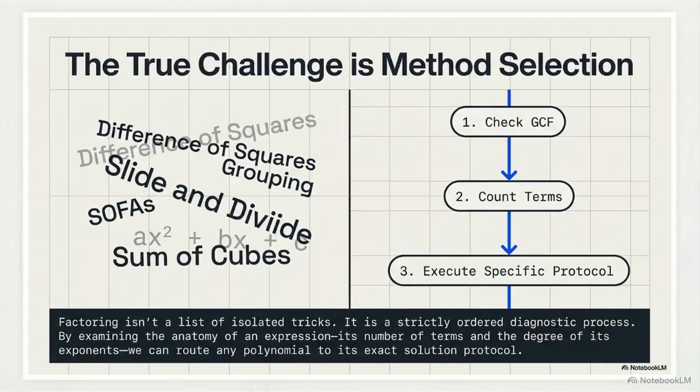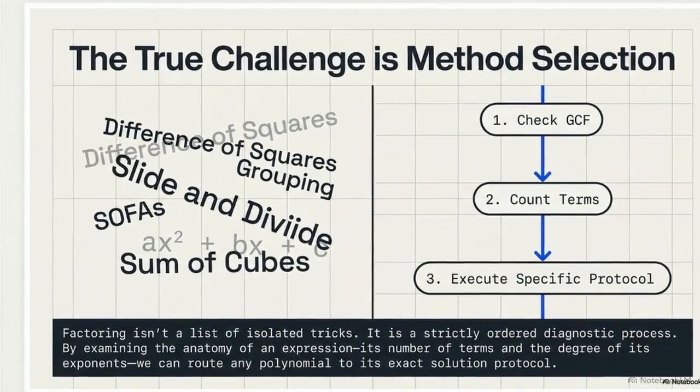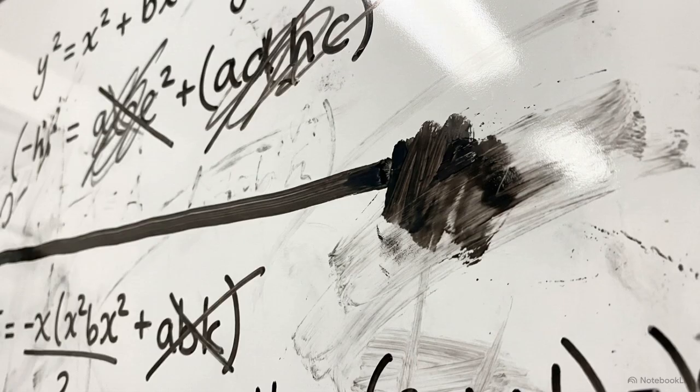For years, factoring has been taught as a loose collection of isolated tricks. Looking at this diagram, you can see the traditional experience on the left, staring at overlapping concepts like difference of squares, grouping, and sofas, and guessing which one might work. It turns math into a frustrating game of trial and error.